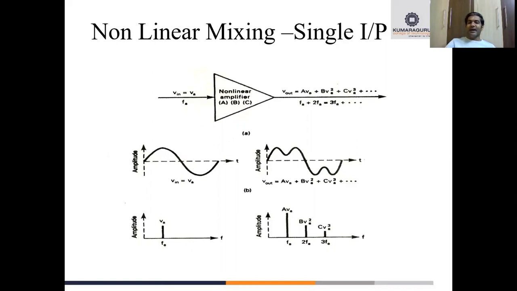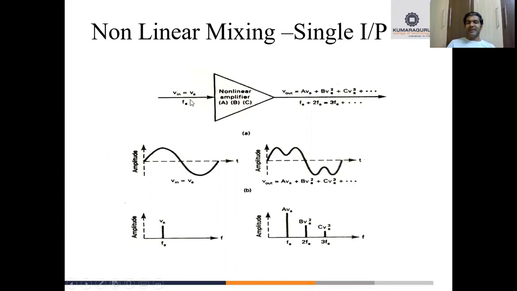And you know that at VA, your frequency component is FA. At VA square, your frequency component is 2FA. And at VA cube, your frequency component is 3FA. So we will understand this in depth. Before that, we will have a time domain representation and a frequency domain representation.